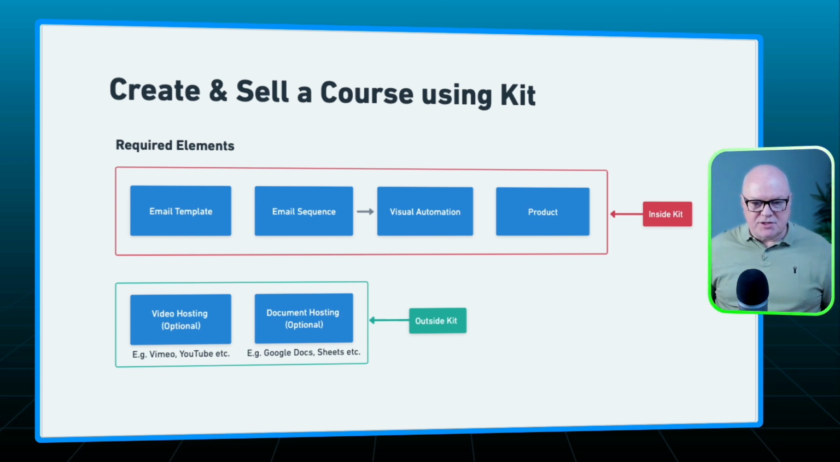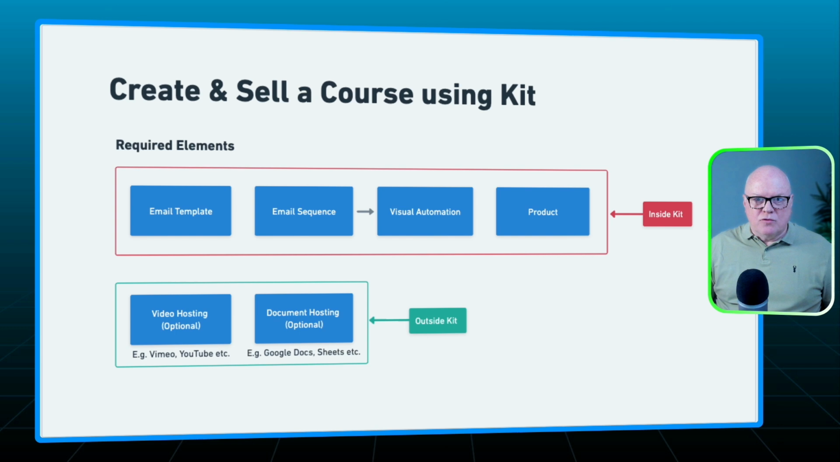And then outside of Kit, we've got a couple of optional items here if we want to use them. The example I'm going to show you includes these optional items, and if you want to include them, I'm going to show you how to do that. One is video hosting, and one is document hosting. So if you want to create companion documents for your course, you can do that too.